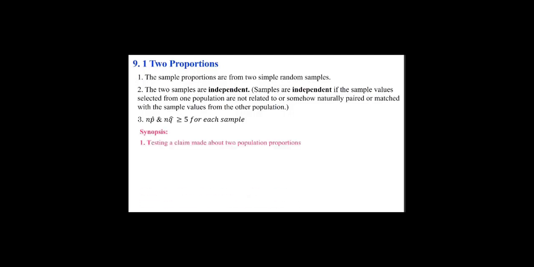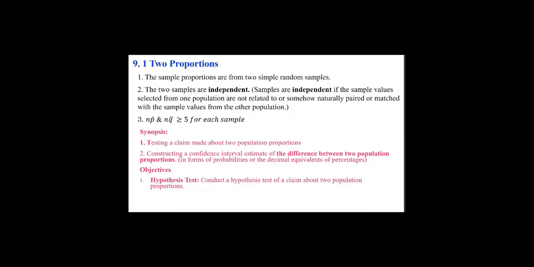Synopsis: testing a claim made about two population proportions. We're going to construct a confidence interval of the difference between the two population proportions. And remember, when we talk about proportions, it may be in the form of probabilities, decimals, or even fractions. The objective is to conduct a hypothesis test of a claim about two population proportions. Also, construct a confidence interval estimate of the difference between two population proportions. That's what we are going to do in this section.